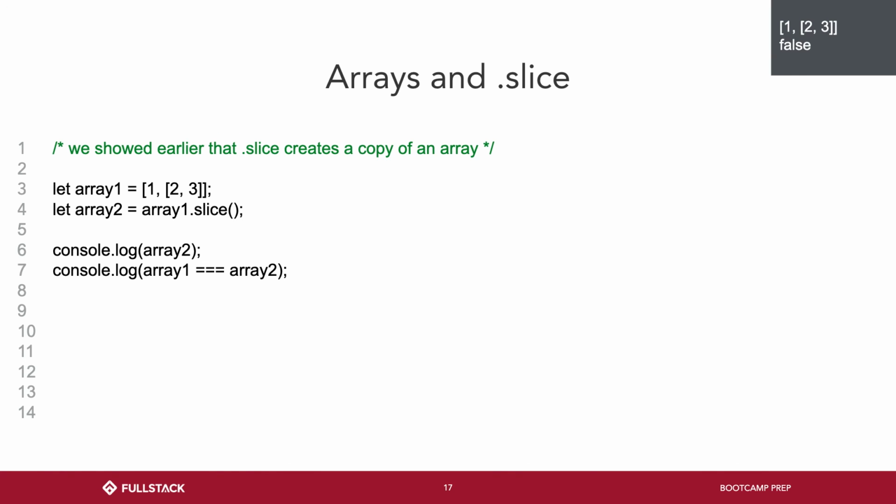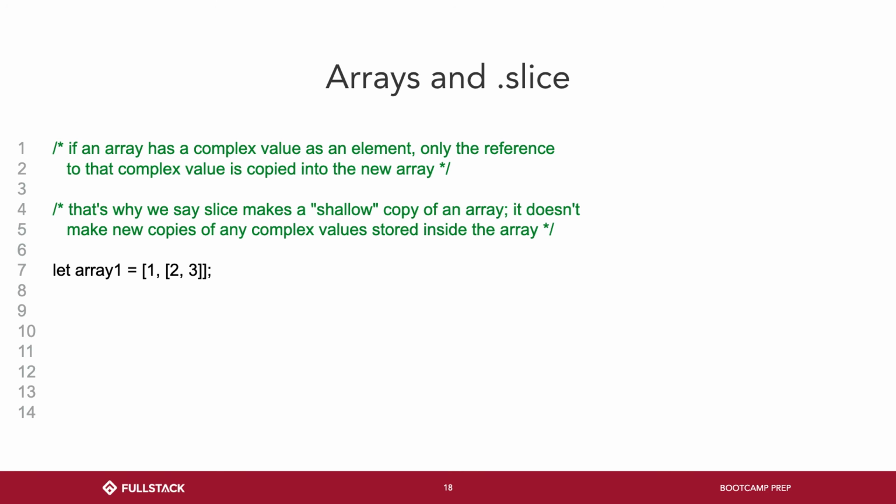Yeah. If an array has a complex value as an element, only the reference to that complex value is copied into the new array. That's why we say slice makes a shallow copy. It doesn't make new copies of any complex values stored inside the array.